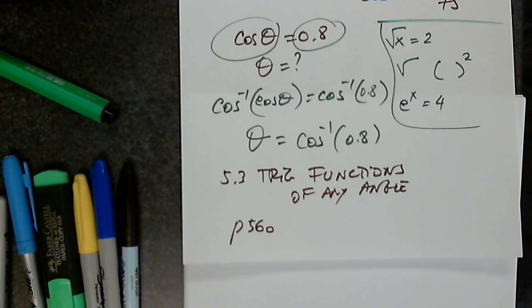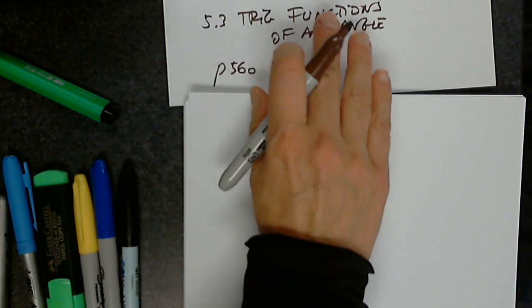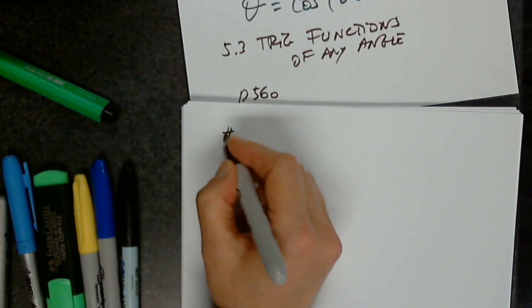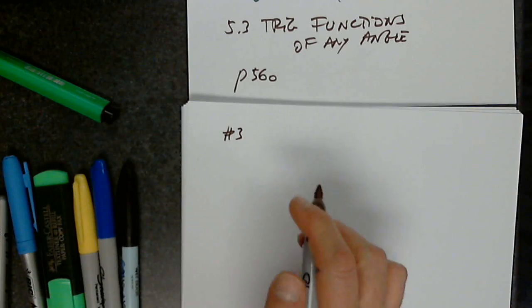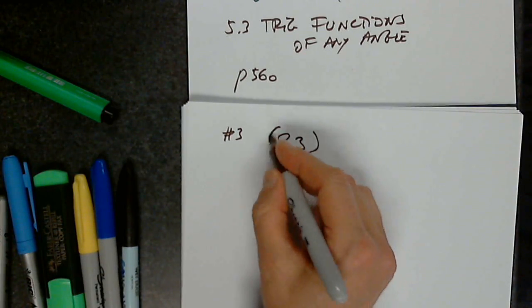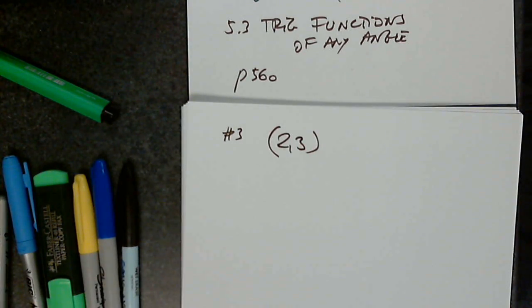Okay, let's say problem 3 on that page. And the point is 2, 3. And we're asked, find the exact value of each of the 6 trig functions of theta.